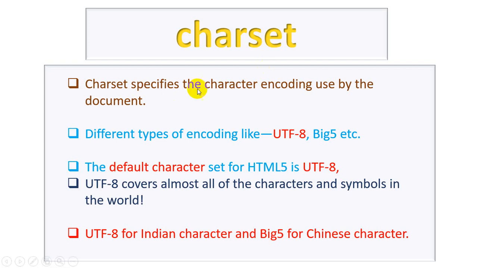As I have told you, we have n number of types of encoding or character sets, like UTF, which is the international default for HTML5, and Big5. Big5 is mostly used for the Chinese language. We have n number of alphabets and characters in Chinese which we Indians cannot read. But if we use Big5 in the charset attribute of the meta tag, the content will be supported in Chinese language. But the important one is UTF-8.